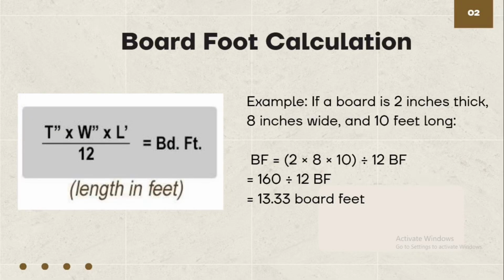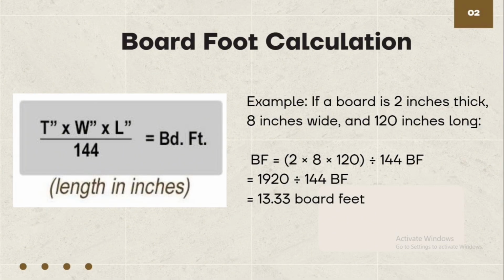Now we have here the board foot calculation for thickness times width times length divided by 12. For example, if a board is 2 inches thick, 8 inches wide, and 10 feet long, the solution is 2 times 8 times 10 equals 160, divided by 12. The total is 13.33 board feet, and that's the board feet of the board.